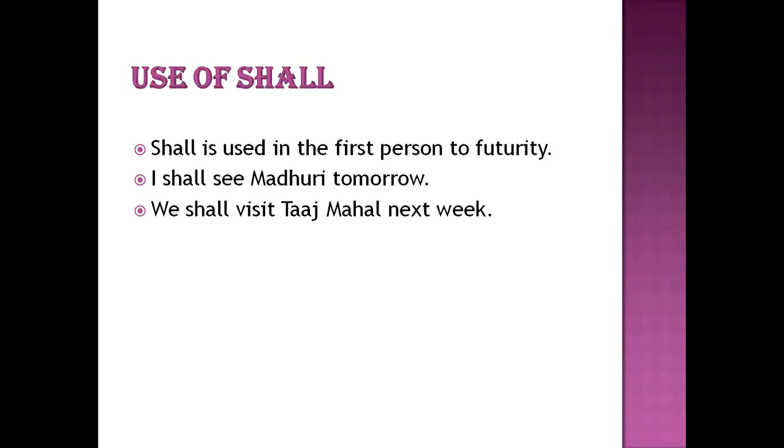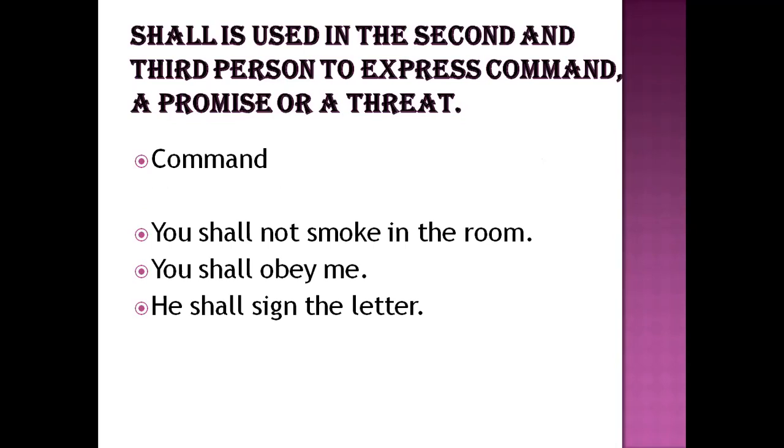Look at these examples. I shall see Madhuri tomorrow. We shall visit Taj Mahal next week. With the first person, I and we, shall indicates future tense. But shall is used in the second and third person to express a command, a promise, or a threat. How does it mean? Look at these sentences.